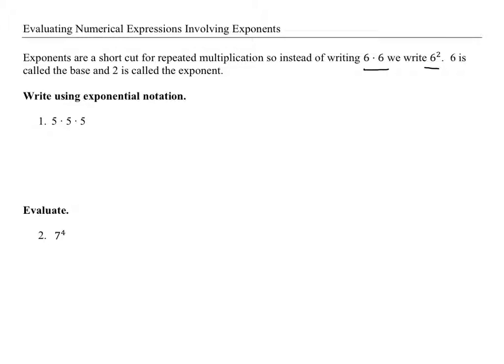So for number 1 here, we want to write it using exponential notation. It's repeated 5s, so 5 is my base. And I'm multiplying 5 by itself for a total of 3 times, so that's my exponent. So this is exponential notation.